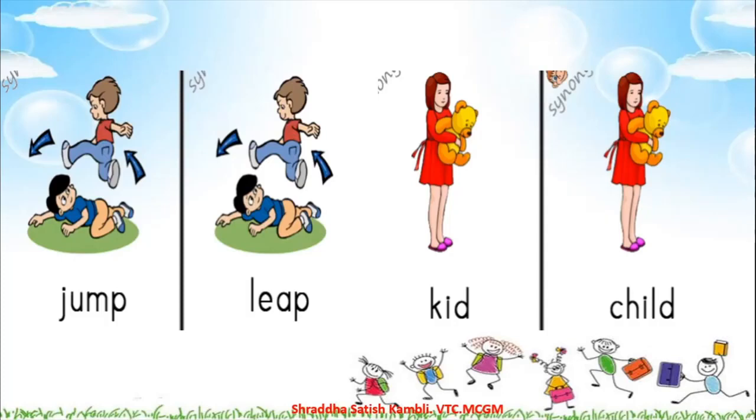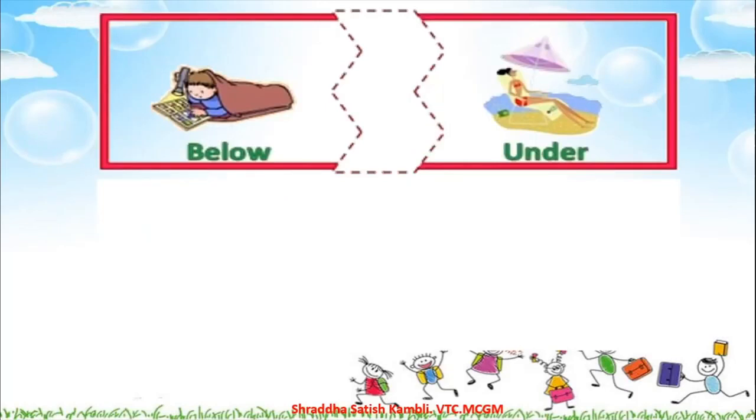Okay, children? So I told you we'll see examples and examples. So look at this: below. And what is the synonym for below? It is under. So see, what sentences can you form here? The boy is sleeping below the blanket. And the girl is sitting under the umbrella. So can you also say the boy is sleeping under the blanket and the girl is sitting below the umbrella? Yes, you can. That is because these two words, below and under, are synonyms.